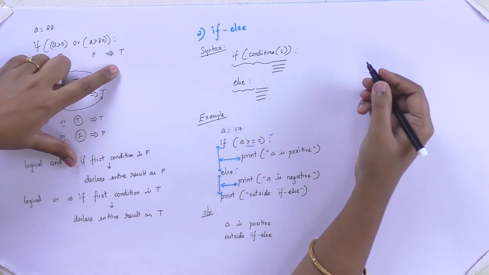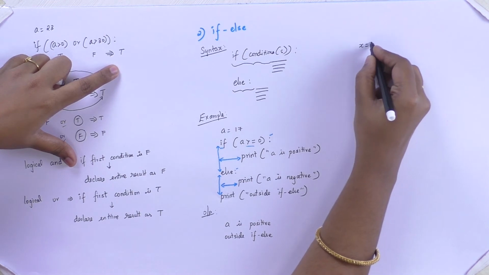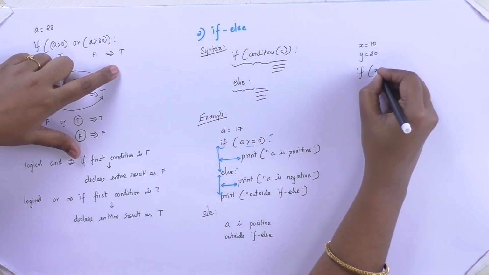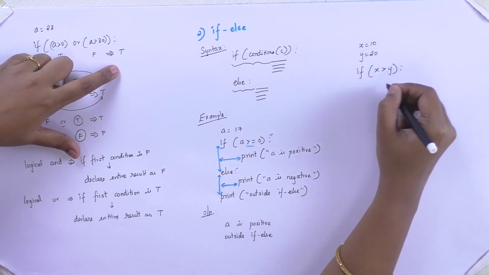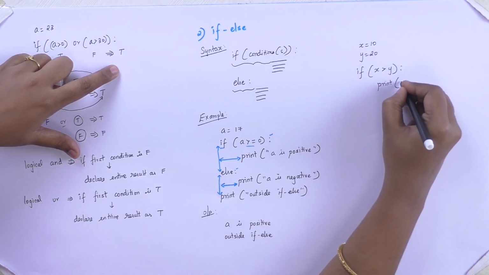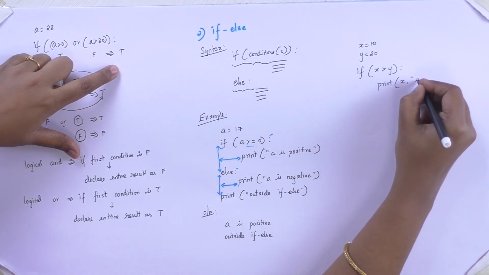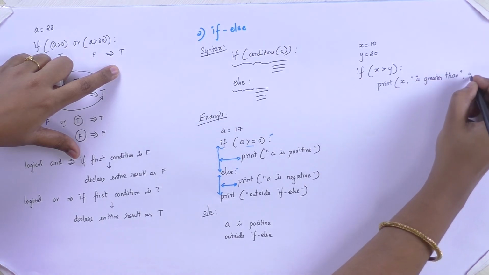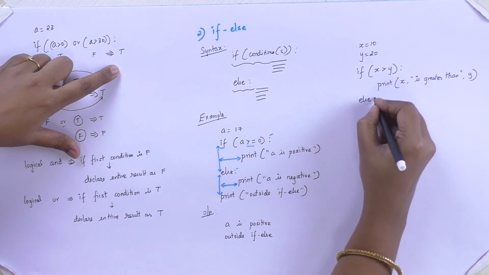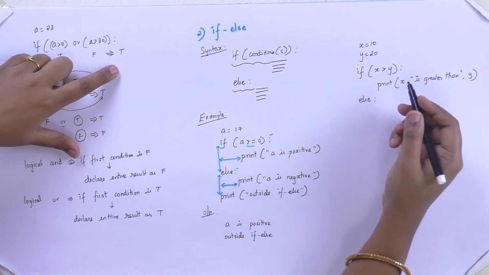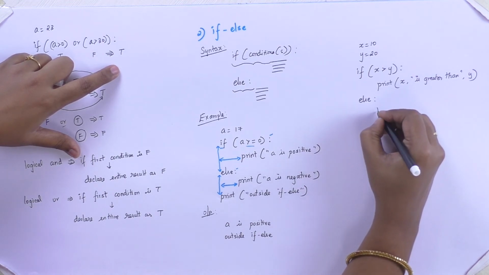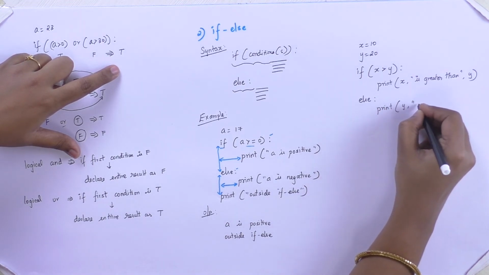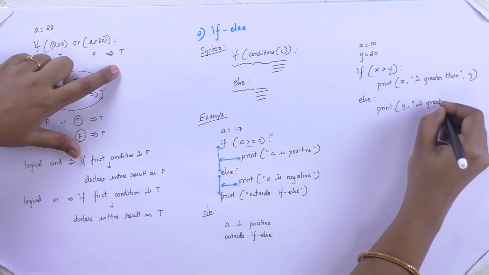Let me take another example to explain it. So x value is 10, y value is 20 and I have to check which is greater, whether x is greater or y is greater. So I'm writing if x is greater than y colon print "x is greater than y". Else, obviously if x greater than y is false, then obviously y will be greater than x. So print "y is greater than x".